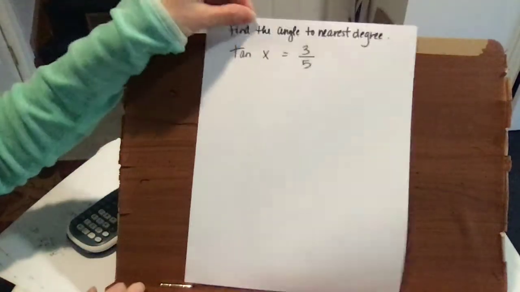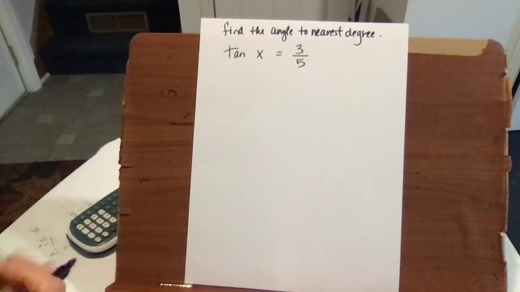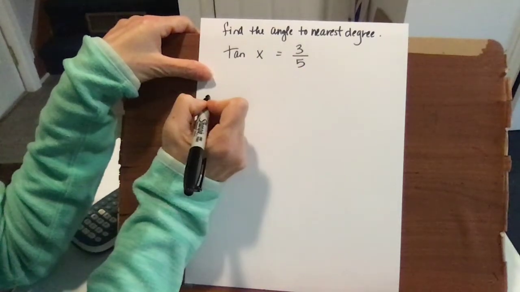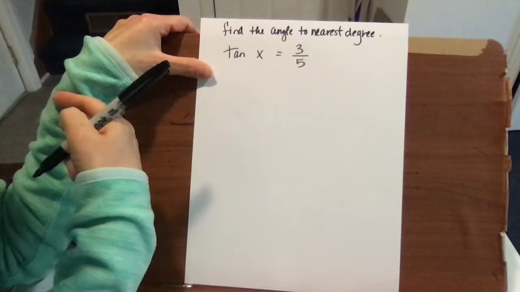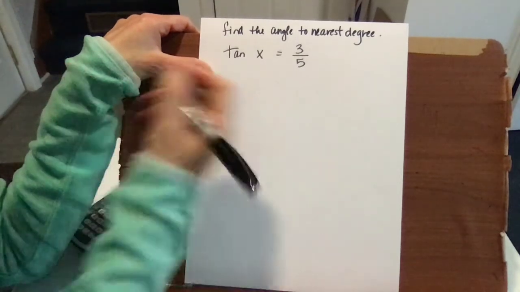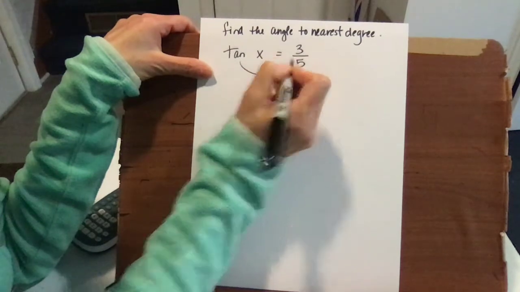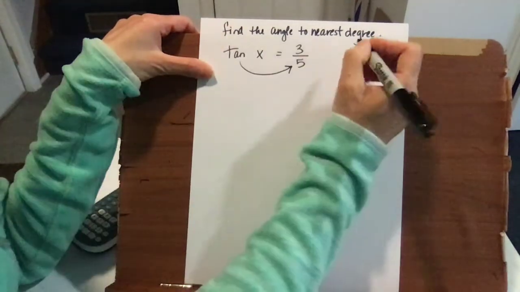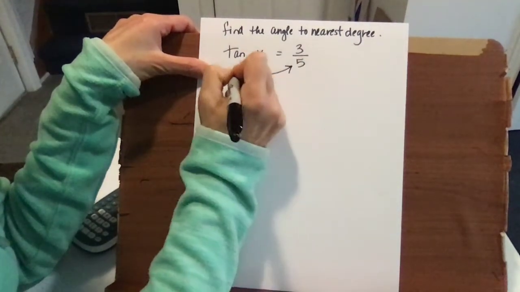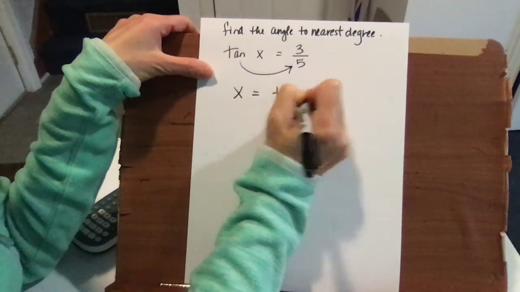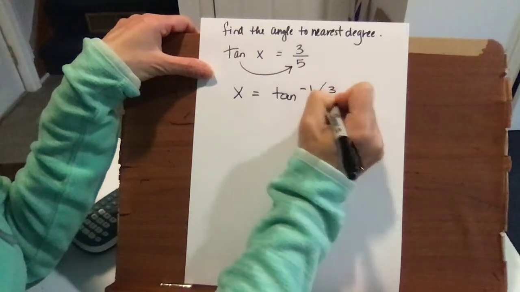We want to find the angle to the nearest degree, and that's typical protocol. Angles are found to the nearest degree. So we don't know the angle. So it's just like we did before with tangent of angle E, we didn't know. Whenever we don't know the angle, we're going to invoke the inverse tangent. So we're going to take that tangent to the other side. So x equals the inverse tangent of 3/5.